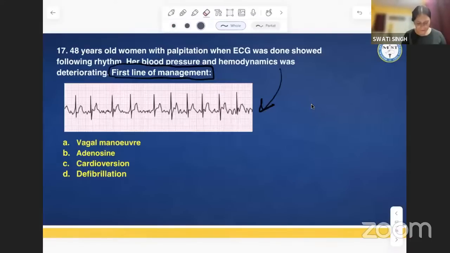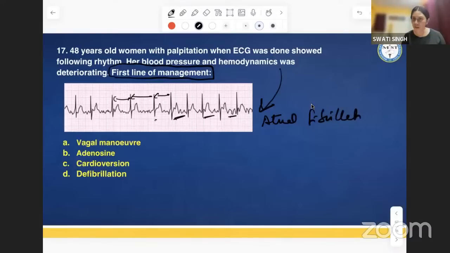This is atrial fibrillation. These are the fibrillating waves. The P wave has been replaced by fibrillating waves. And you can see the RR interval is not fixed. So the pulse is irregular, and the RR interval is not fixed. This is atrial fibrillation. And guys, atrial fibrillation comes under narrow QRS complex tachyarrhythmia.